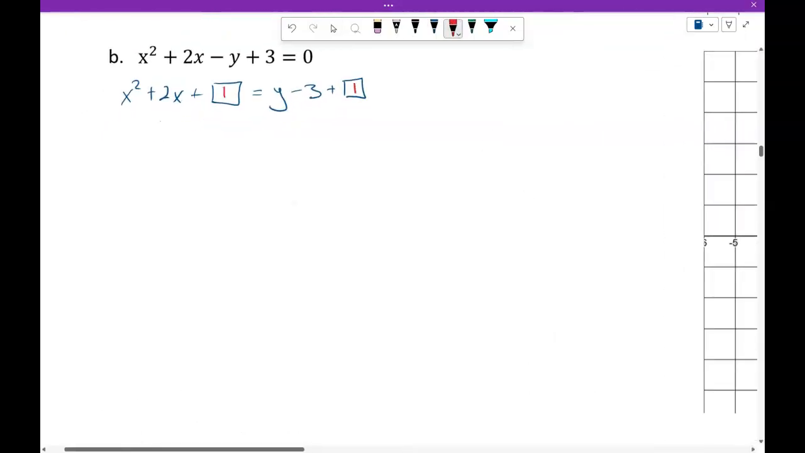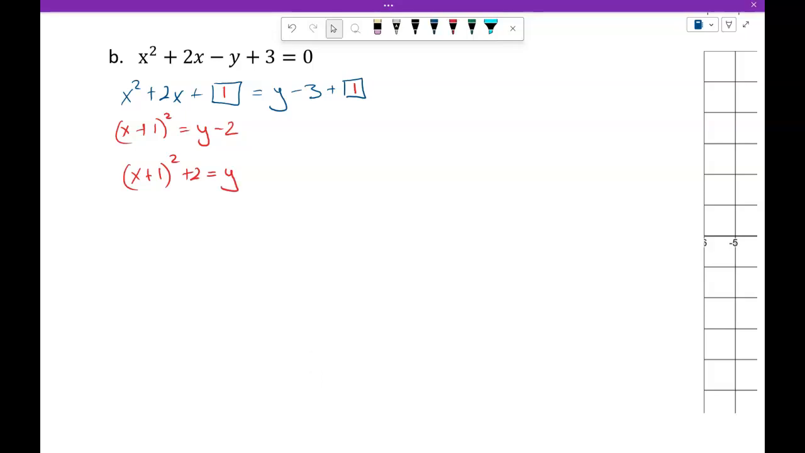Using our formula, completing the square by adding 1, we can factor the left-hand side. On the right side we simplify, and then we isolate our y term. So let's move y to the other side and compare it to our formula. We see that our vertex is located at -1, 2.